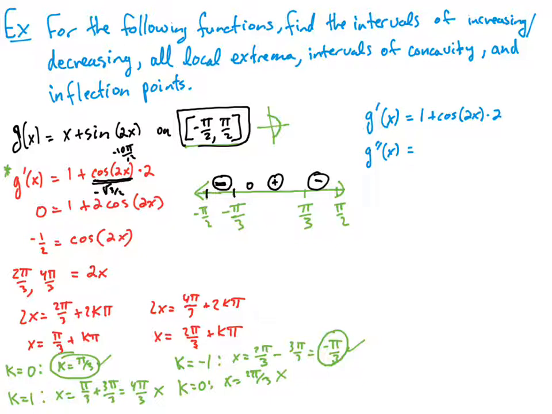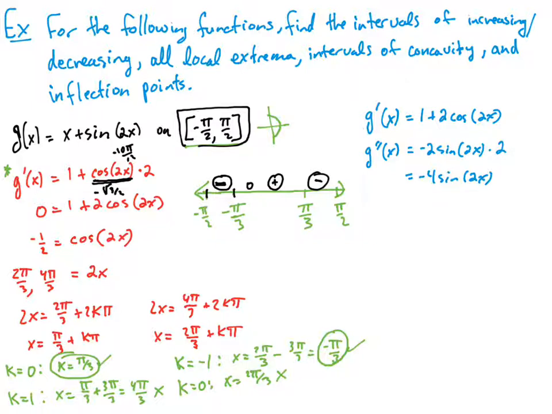Derivative of cosine is negative sine, and we're going to have a 2. I'm going to rewrite this as 2 cosine of 2x. So the derivative of cosine is negative sine, so we'll have negative 2 sine of 2x. And then we have to use the chain rule, so times 2. We end up with negative 4 sine of 2x for the second derivative.